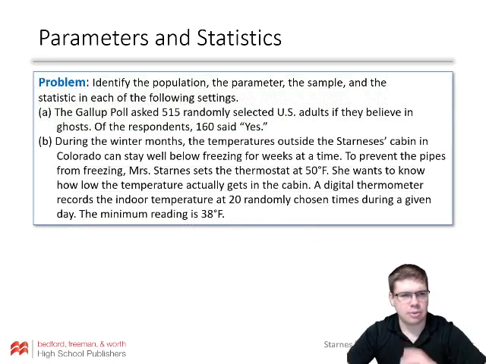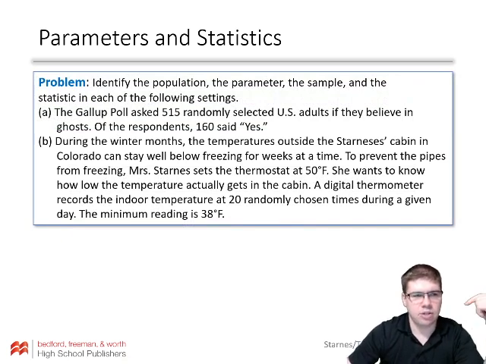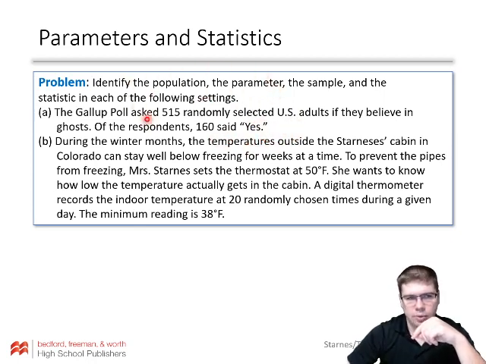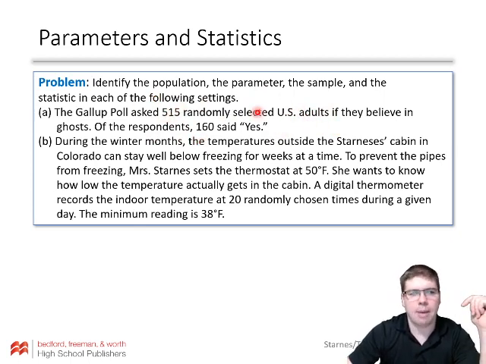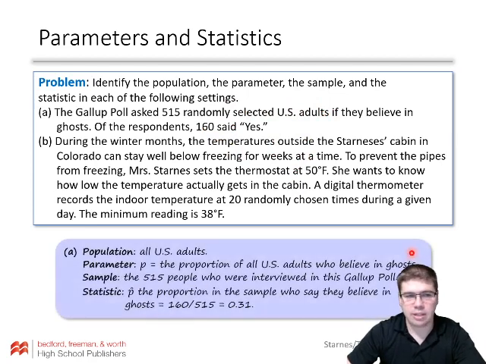So, a lot of examples in this one to go through. Identify the population, the parameter, the sample, and the statistic of each of the following settings. A Gallup poll asked 515 randomly selected U.S. adults if they believed in ghosts. Of the respondents, 160 said yes. Ultimately here, our population is who we are interested in, so U.S. adults seems to be our population. This 515 is our sample. The parameter, we don't actually know, but it would be the proportion of U.S. adults who believe in ghosts.